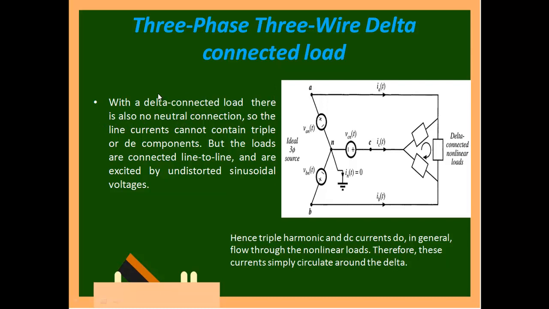With the delta connected load there is also no neutral. We all know if it's delta there is no neutral, so the line current cannot contain triple or DC components. The loads are connected line to line and are excited by undistorted sinusoidal voltage. When there is any triple harmonic, they start to circulate. Hence the triple harmonic and DC current do in general flow through the non-linear source. Therefore there is a current simply circulating around the delta. So there will be a circulating current, and again this will cause a loss in the form of heat.